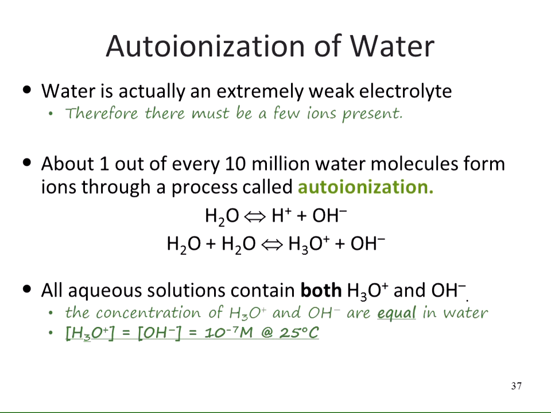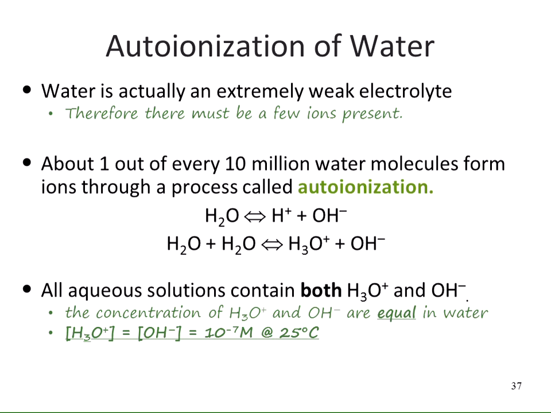Water is actually an extremely weak electrolyte. Therefore there must be a few ions present. About 1 out of every 10 million water molecules forms ions through a process called autoionization. So we can either write this as H2O going to form H+ and OH-, or we can write this as two water molecules reacting to form the hydronium ion, H3O+, and the hydroxide ion.